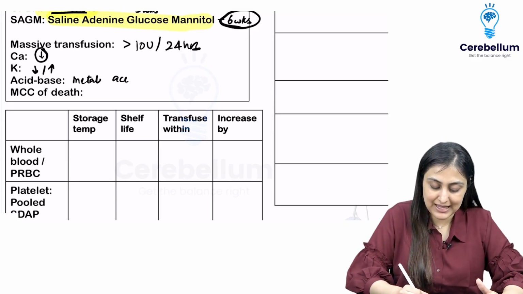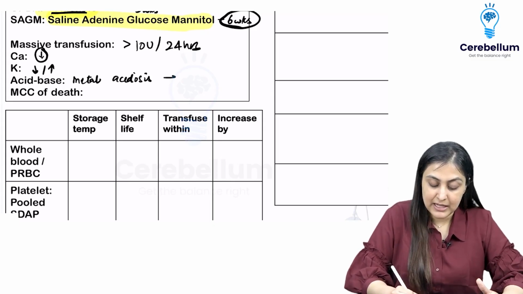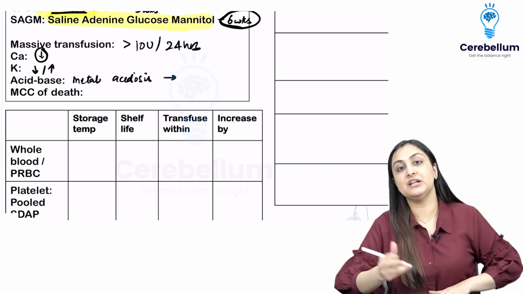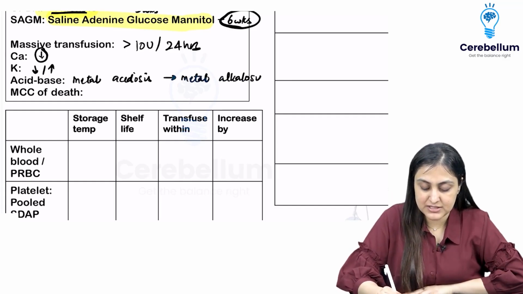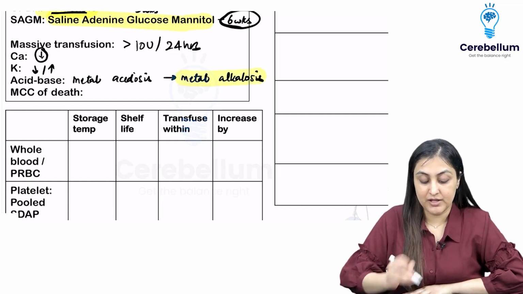So there is metabolic acidosis which sets in earlier, but eventually all of this citrate in the liver gets converted to bicarb. So eventually you're gonna have metabolic alkalosis. Okay, so this is the acid base that you want to remember.